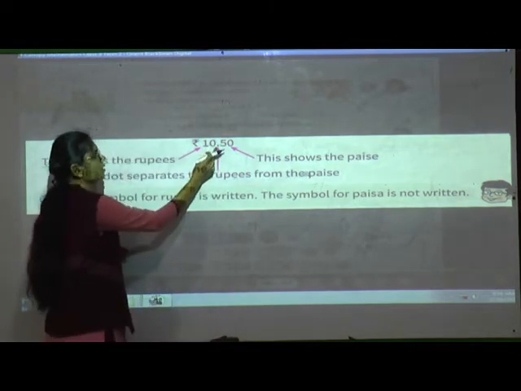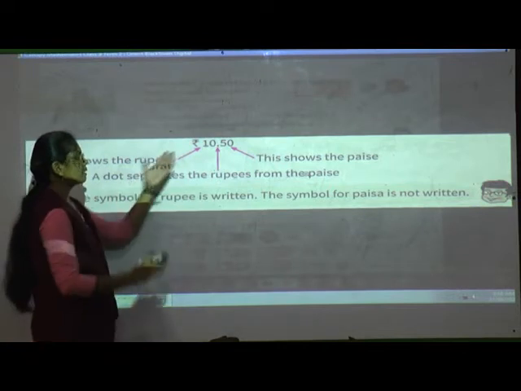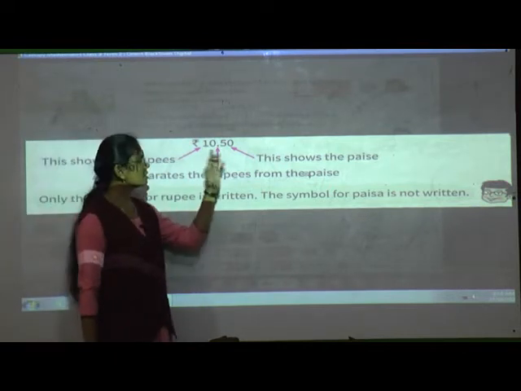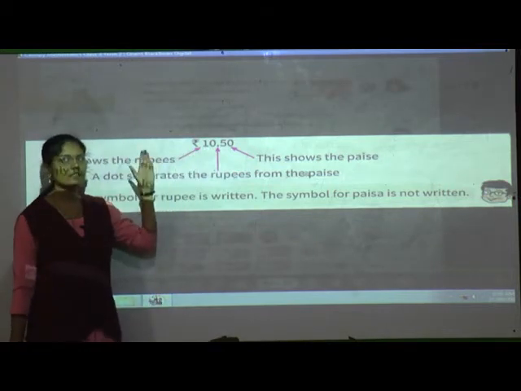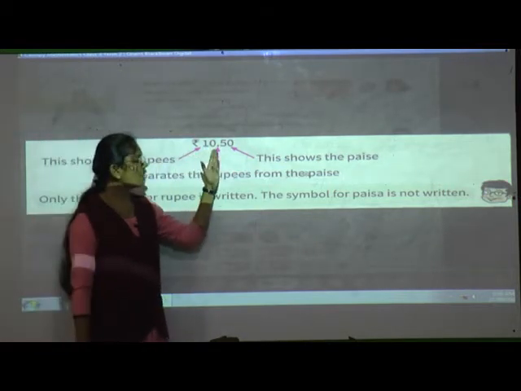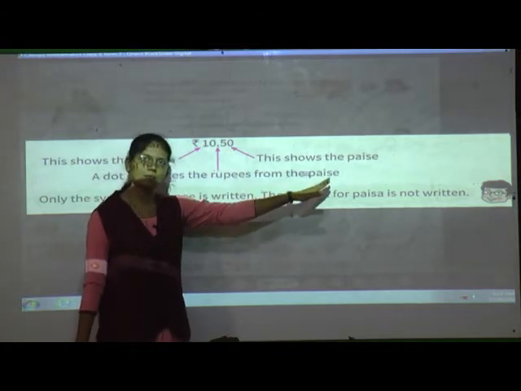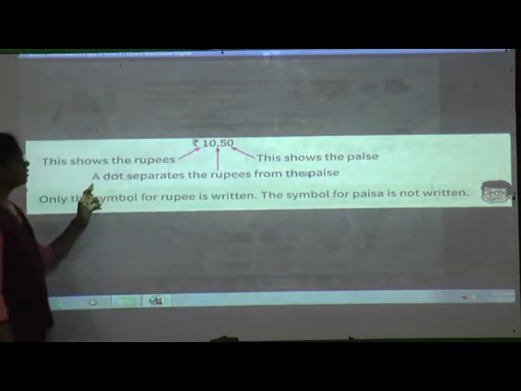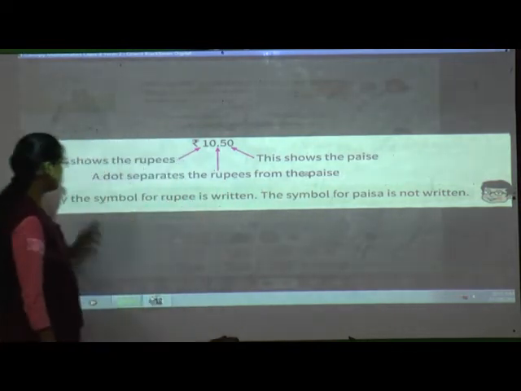Before the dot, whatever number is there, that means rupees. And after the dot, whatever number is there, that shows us paise. So a dot separates the rupees from the paise.